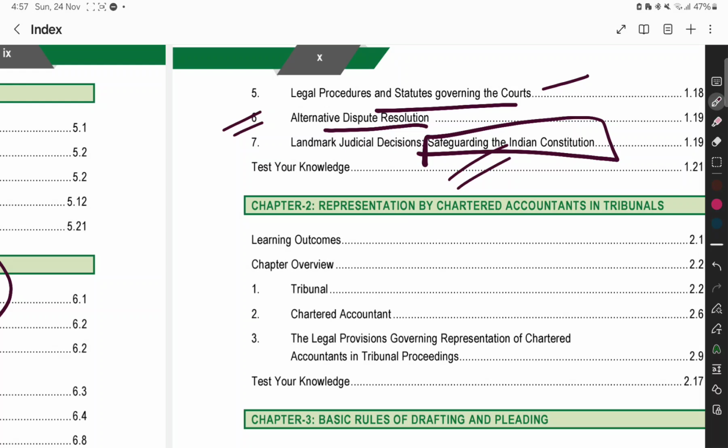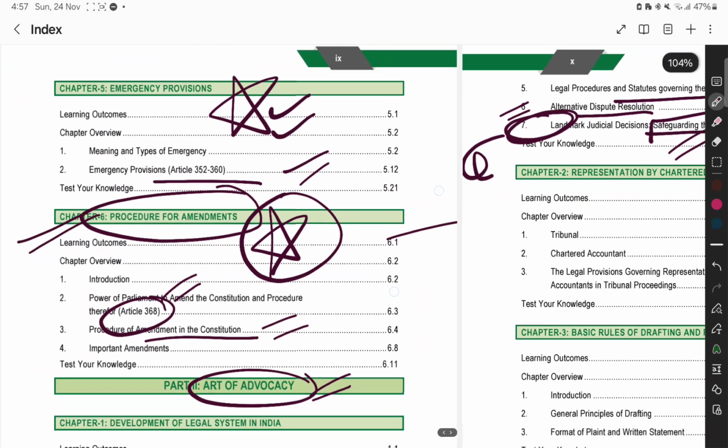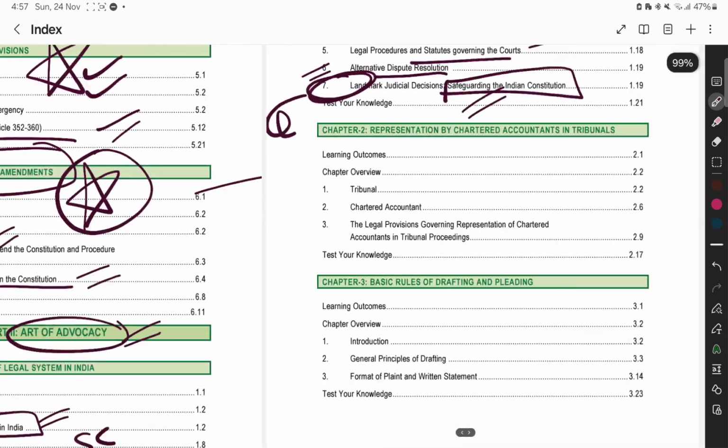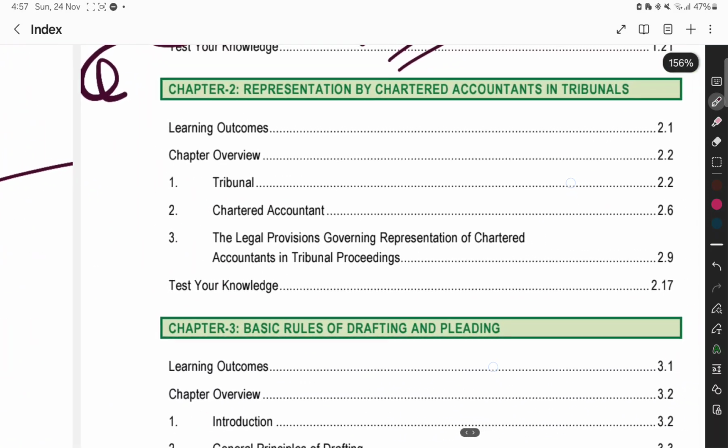You have already heard about the Shah Bano case. These are the landmark Minerva Mills case. These are the landmark judgments about it. So we are going to discuss them. I am going to discuss all these judgments in the respective topics as well, so that you can link them in an efficient way.